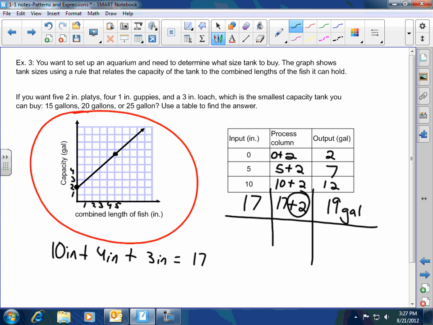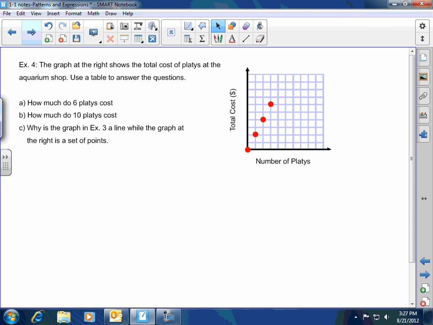So, which is the smallest capacity that I can buy? In this particular case, I would have to buy the 20-gallon tank. That is the smallest that I can buy. I hope that made sense. Let's go ahead and look at one more example.